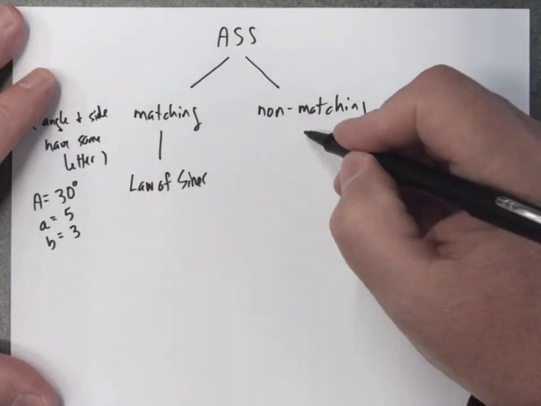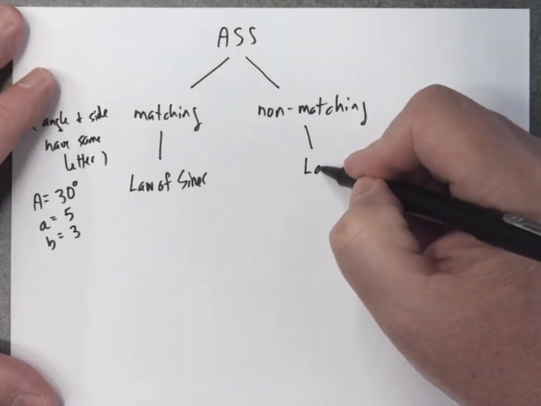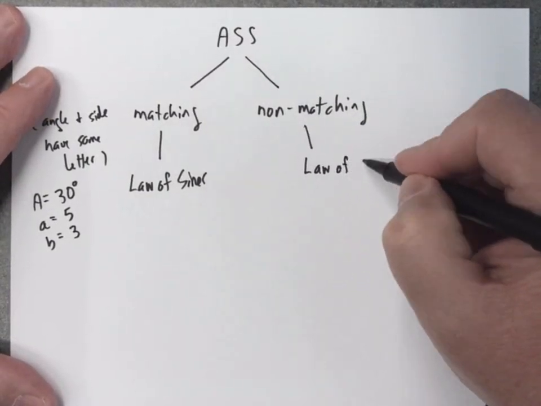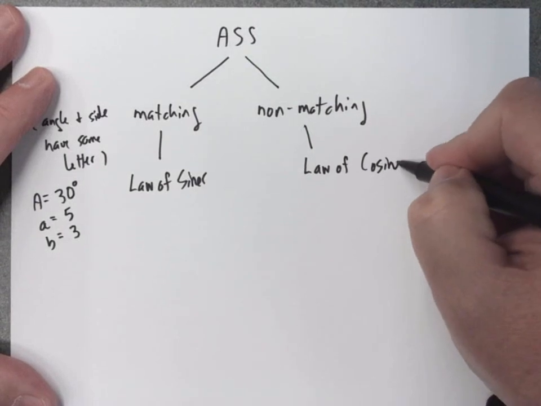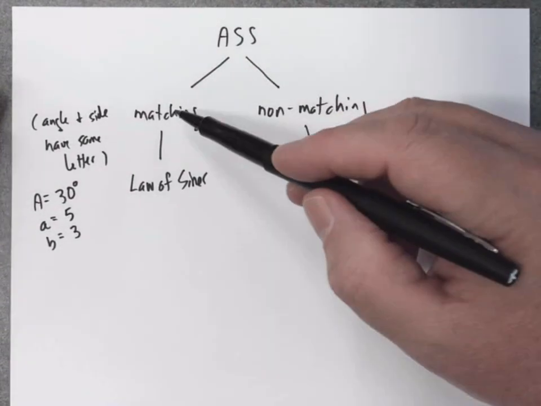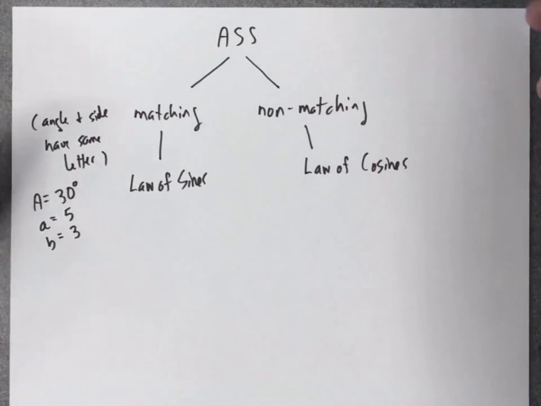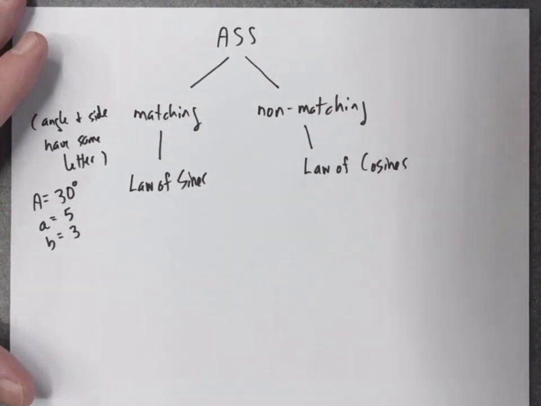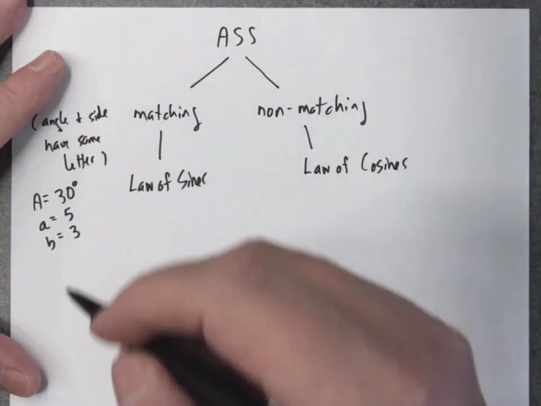If it's non-matching, then you end up using law of cosines, and we will do one of these in a little bit. Now, the tricky thing is, if you have matching law of sines, here's where you have 3 possible outcomes, and that's what the question was referring to.